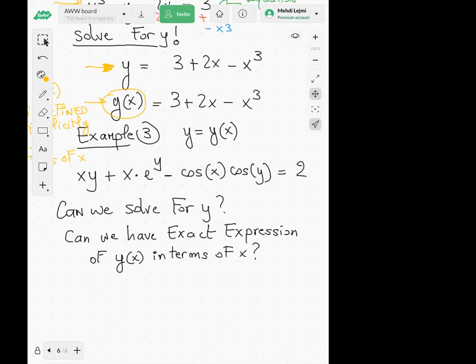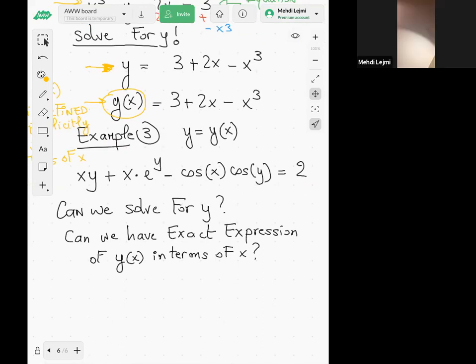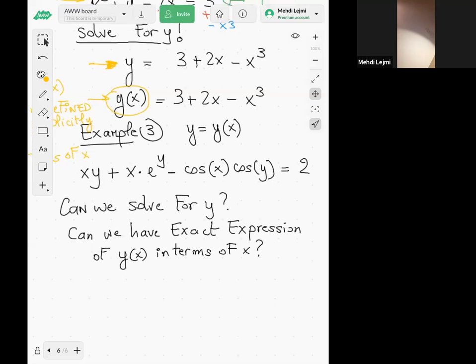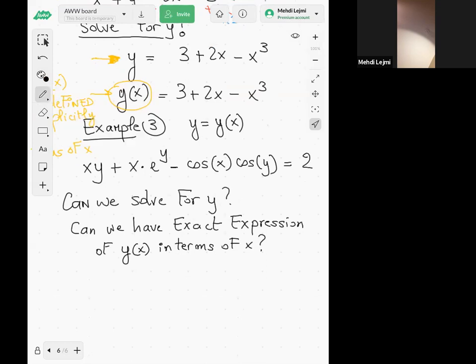No. Yeah, absolutely, Ibrahima. We cannot really solve for y. I mean, we have x times y, and then we have the exponential of y, and also cosine of y. So in this case, we cannot solve for y. So you're right, Ibrahima, we cannot solve for y.